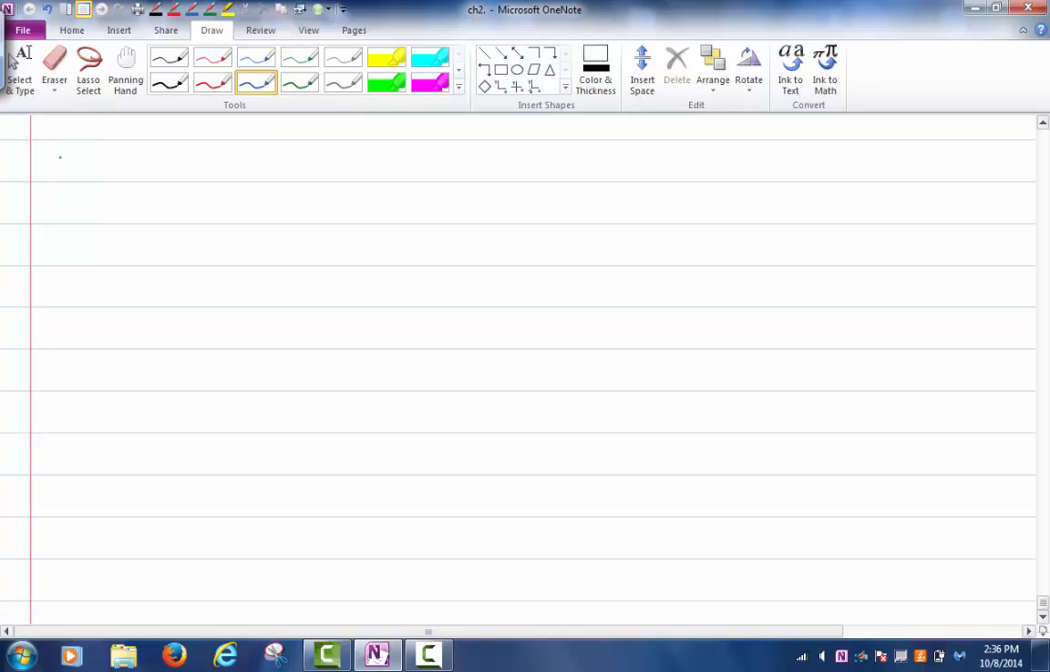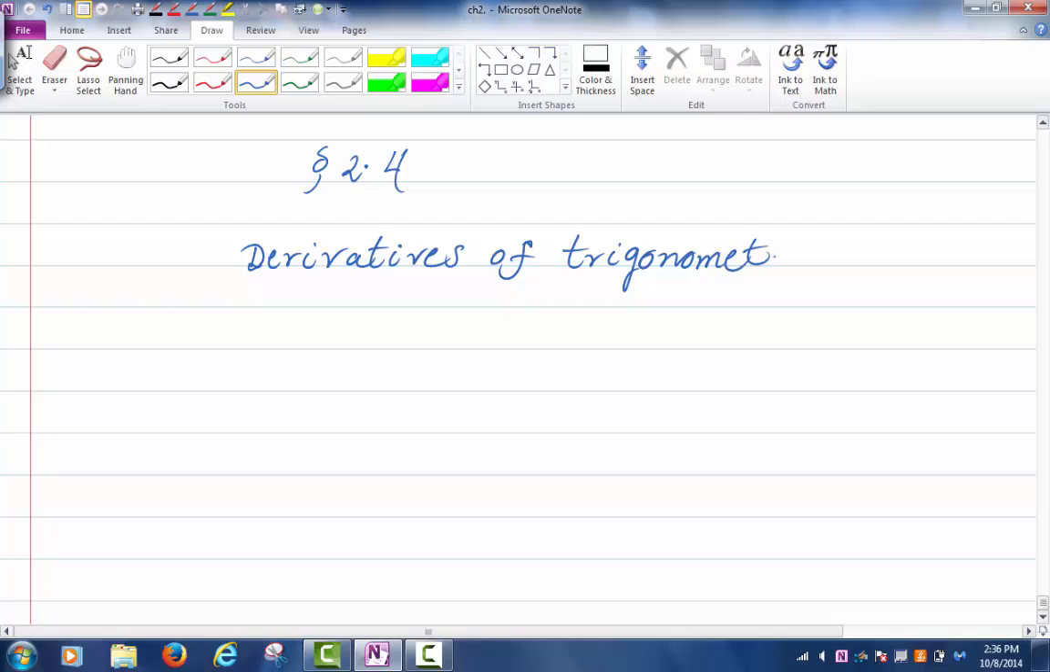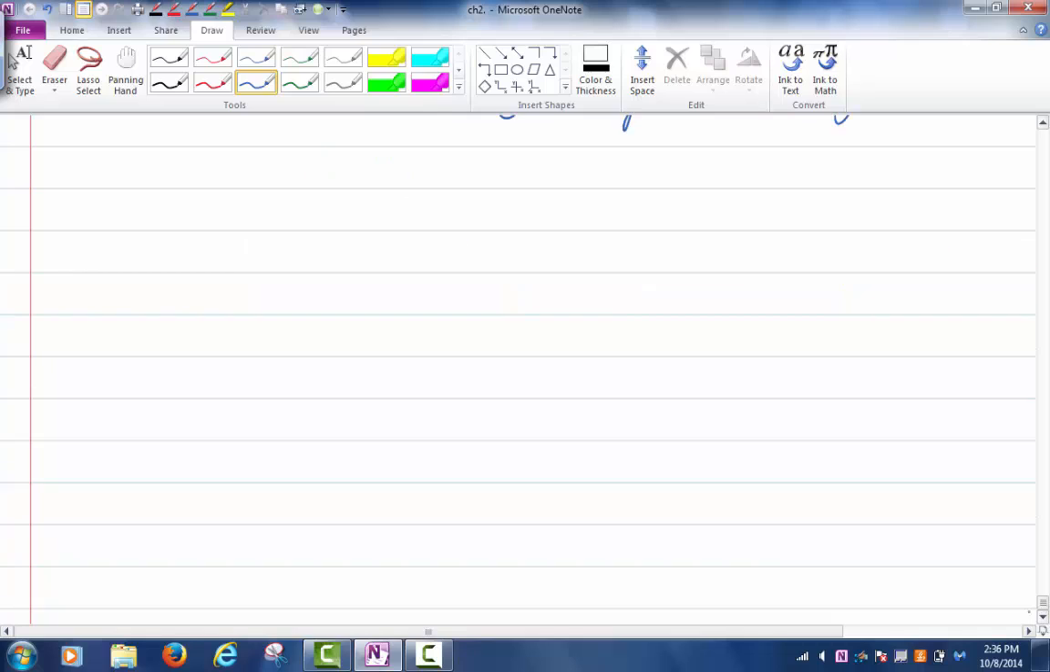Okay, so the next topic is, remember chain rule was in section 2.5. Now I'm going back to 2.4. And this is on derivatives of the trig functions. The derivatives of trigonometric functions.